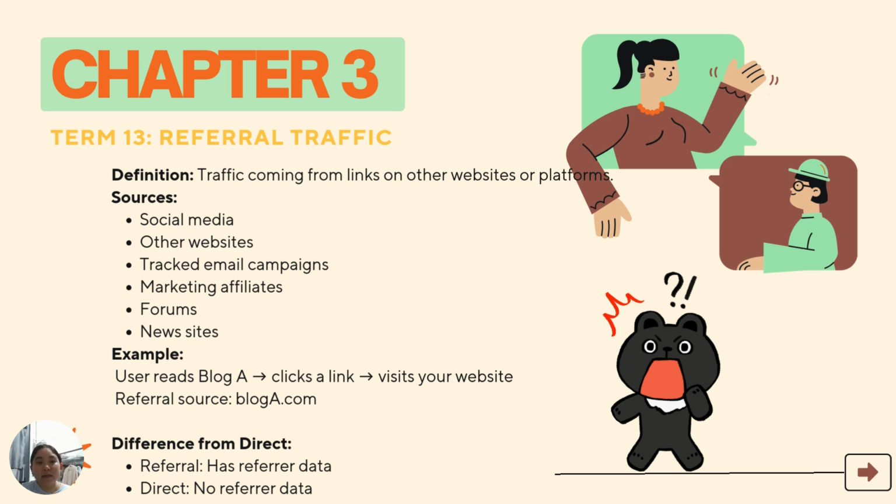Term 13, referral traffic. It is the traffic that comes from links on other websites or platforms. The source can be social media, other websites, tracked email campaigns, marketing affiliates, forums, and news sites. For example, if a user reads blog A and then clicks the link, they can visit your website. So it differs from direct: referral traffic has the referrer data. However, direct traffic doesn't.